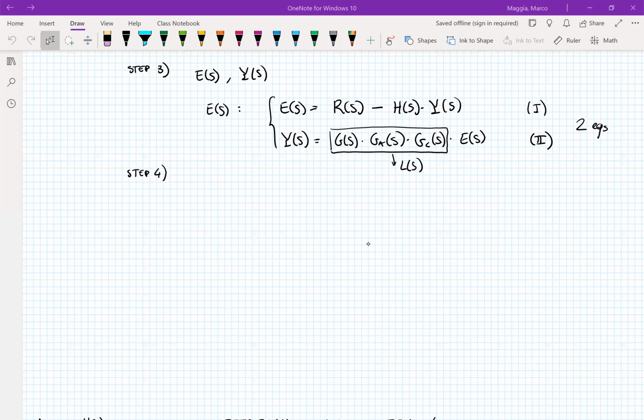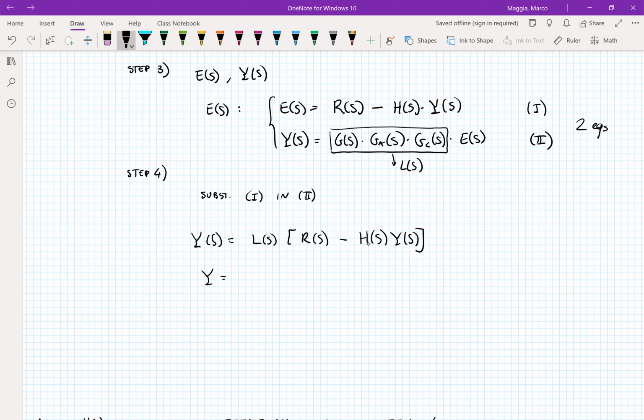We might have gotten disconnected at the very end, so just a couple of minutes to finish step 4. What we need to do here is substitute equation 1 in equation 2. And so you'll find that Y(s) is equal to L(s) times (R minus HY).